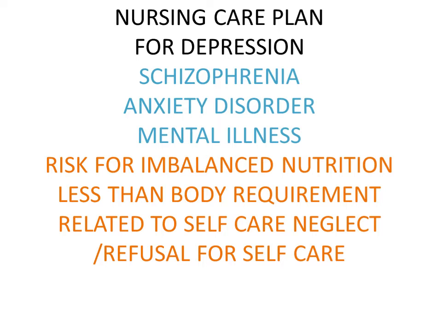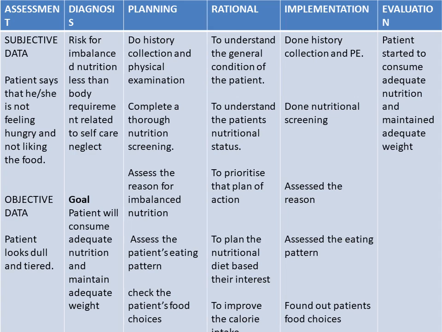Hey guys, welcome back, and today we are going to see another nursing care plan. You can use this nursing care plan for depression, schizophrenia, anxiety disorder and any other mental illness which is related to imbalanced nutrition. So the nursing diagnosis is risk for imbalanced nutrition, less than body requirement related to self-care deficit, self-care neglect or refusal for self-care. So now the nursing care plan.